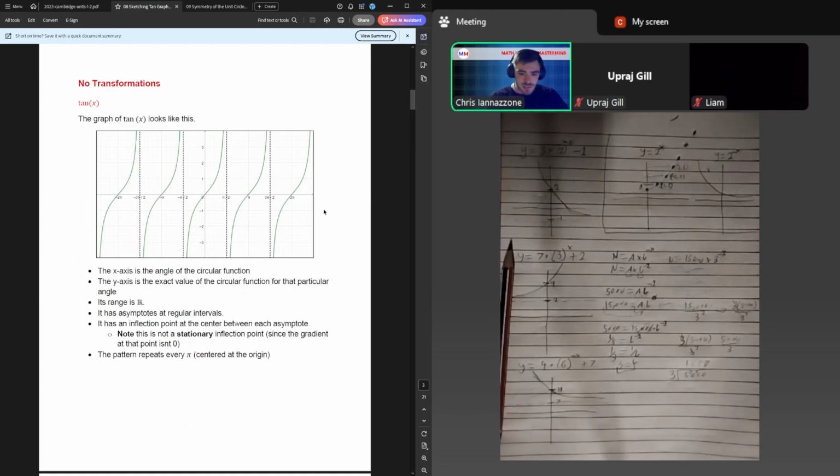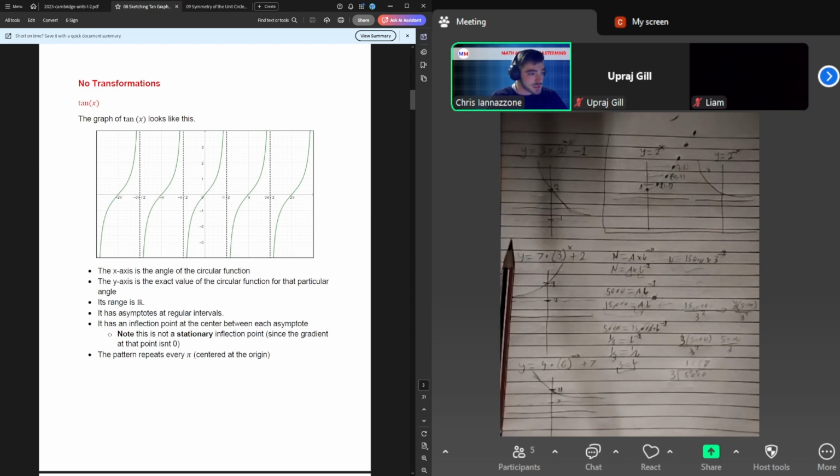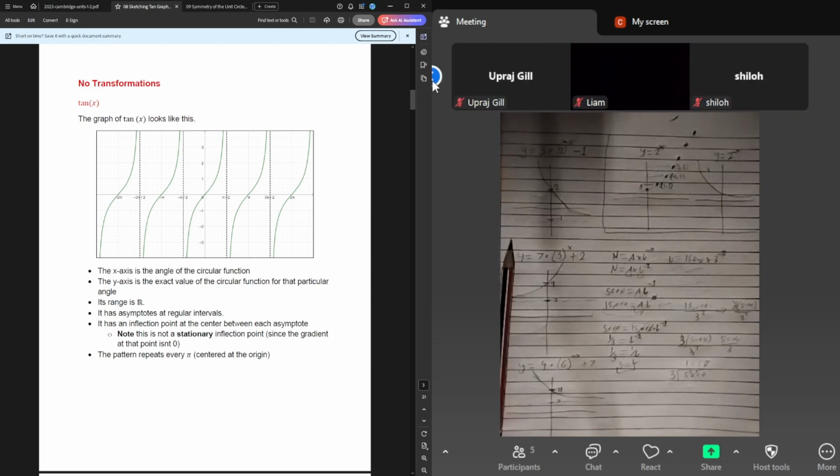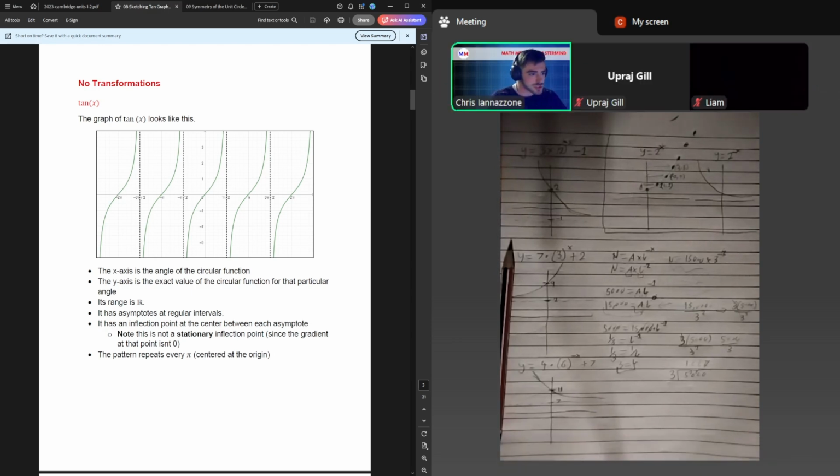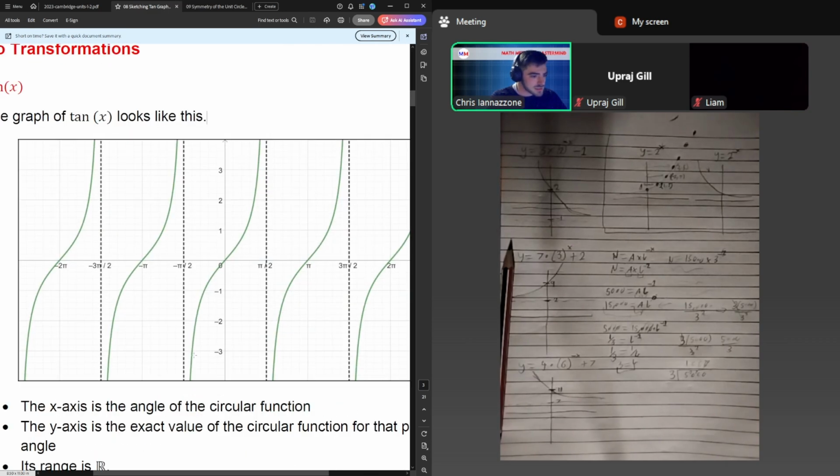Tan, however, is a circular function that is a little bit different to sine and cos. In fact, it's significantly different as far as the overall shape. It has these almost like a whole bunch of little cubics are happening in the scenario. And they're all separated by these asymptotes.